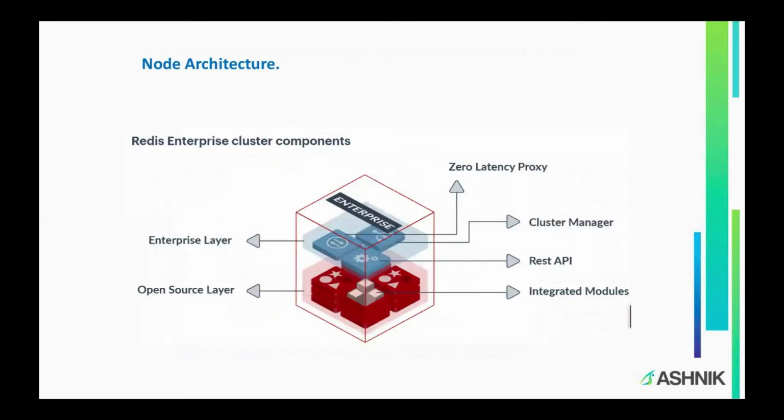You can see on my screen, I'd like to zoom in on one of the nodes, and you can see that there are 2 layers within a single Redis install base. One is the red square, which is nothing but the community version of Redis, which provides very good features of the logical database. On top of that, there is a blue square, which is the enterprise layer of Redis, which provides the zero-latency proxy and the cluster manager.